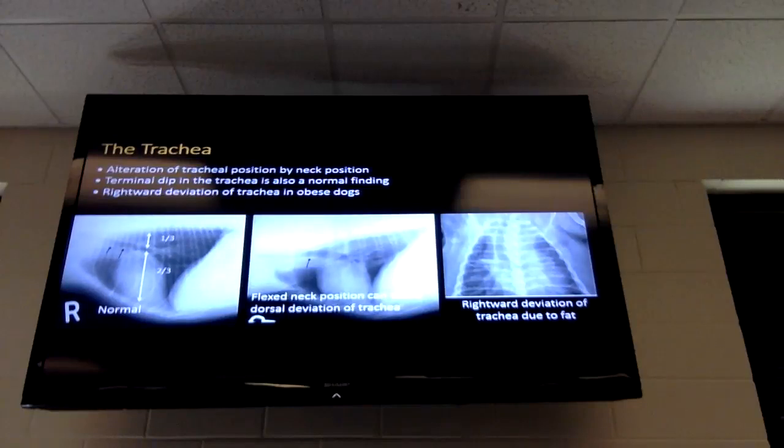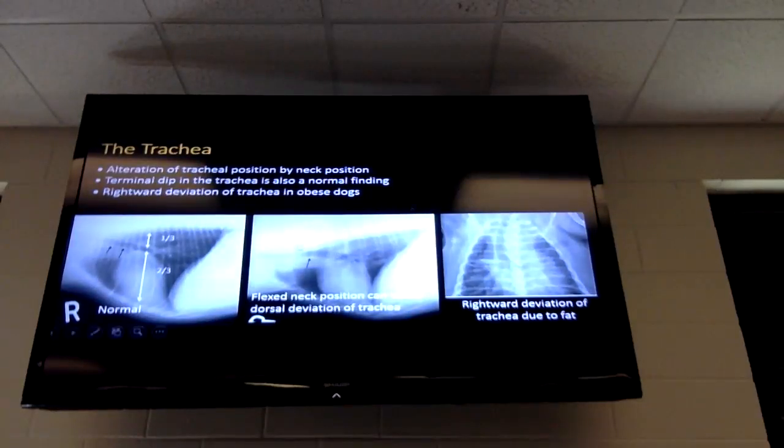Yes. So good question. She's asking, if she's not sure whether the neck is flexed because she was not there when the radiographs were taken, how would she know?